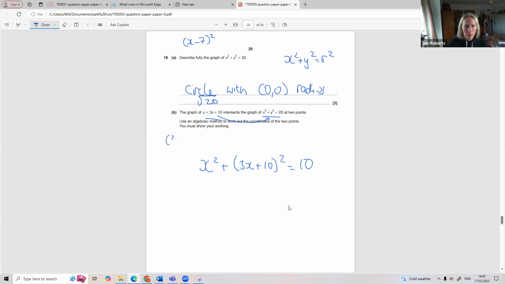Multiply out these brackets first of all. Don't forget, this actually means 3x plus 10 times 3x plus 10. 10 times 3 is 30x. Going to simplify it to give 60x.